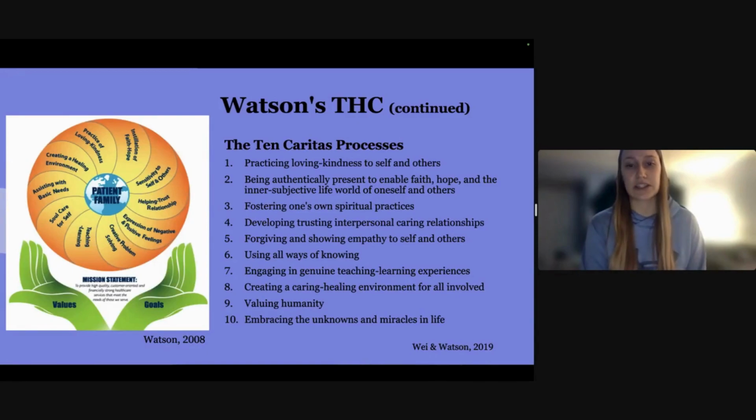The 10 Caritas processes are guiding principles central to nursing practices. The 10 Caritas are as follows: practicing loving kindness to self and others, being authentically present to enable faith, hope, and the inner subjective life world of oneself and others, fostering one's own spiritual practices, developing trusting interpersonal caring relationships, forgiving and showing empathy to self and others, using all ways of knowing, engaging in genuine teaching learning experiences, creating a caring, healing environment for all involved, valuing humanity, embracing the unknowns and miracles of life.